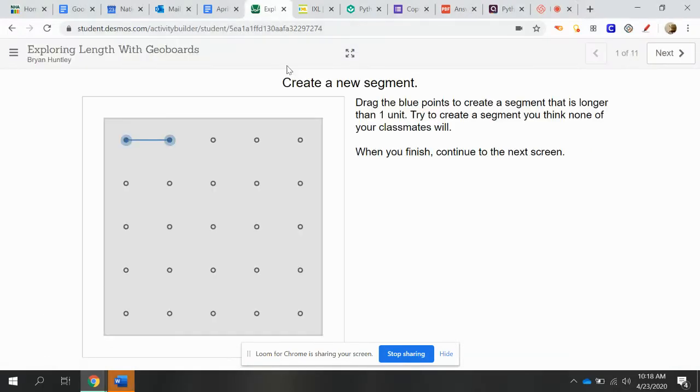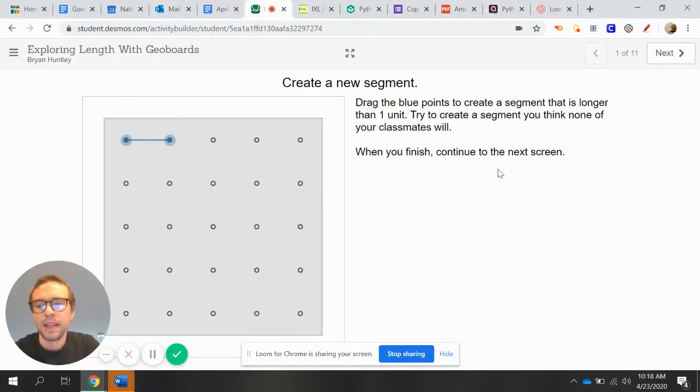This is going to be a Desmos activity that we're going to do, and you're going to do all 11 slides, and we're just going to use Geoboards. These are just like boards that we could have physically, but we're going to do them online. So I'm going to skip through. So you're going to go through some of these slides.